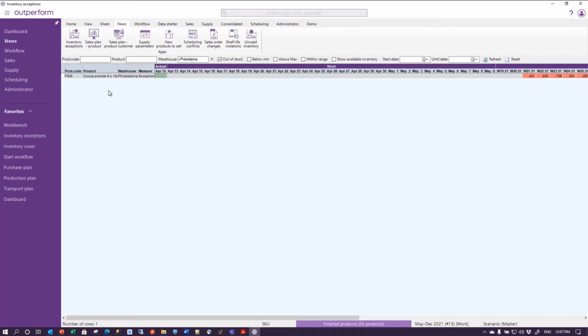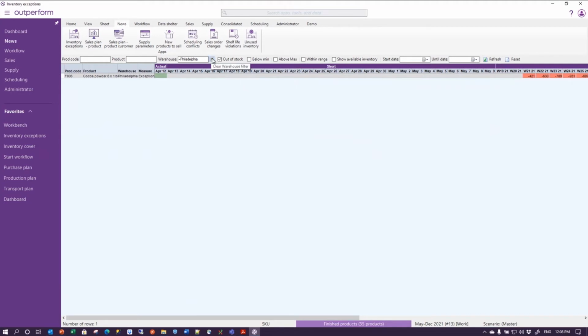I see a report zoomed into Warehouse Philadelphia. And again, it's my old friend, the F806, which goes negative further down into the planning horizon. And that's because this report opens with the tick mark out of stock switched on. And you can then subsequently ask for other types of exceptions. But the most serious exception is switched on by default.